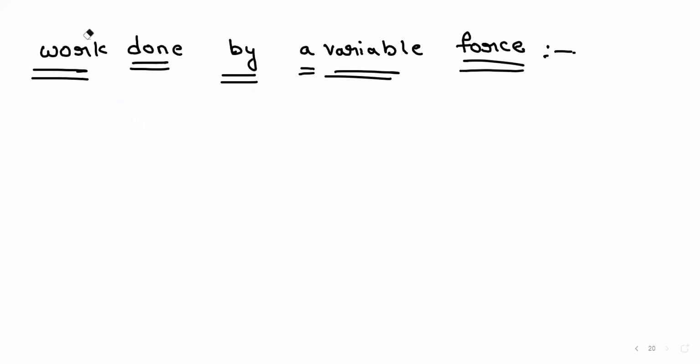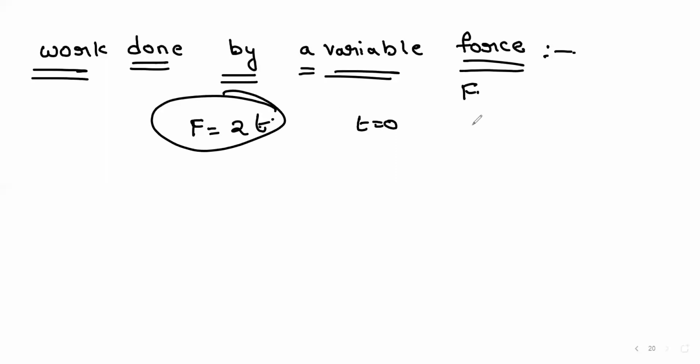Suppose I say that some force F is 2t, right? So at time t equal to 0, what is the force value? 0, sir. You have to substitute t as 0 in this equation, you will get force as 0. At t equal to 1, 2, sir. At t equal to 2, 4, sir. Suppose there is a force F1 which is 5 Newton, right?